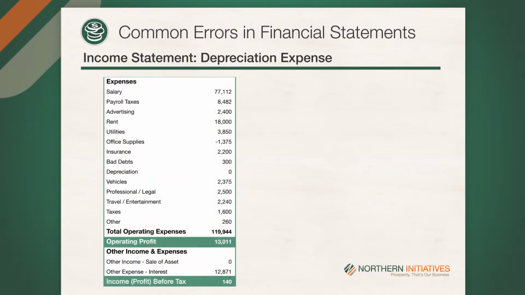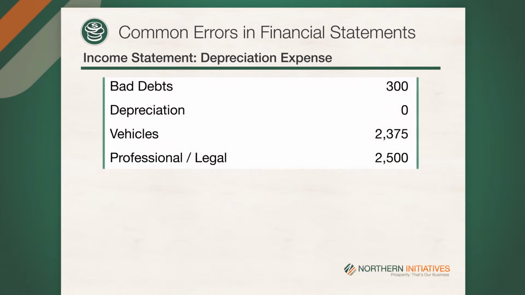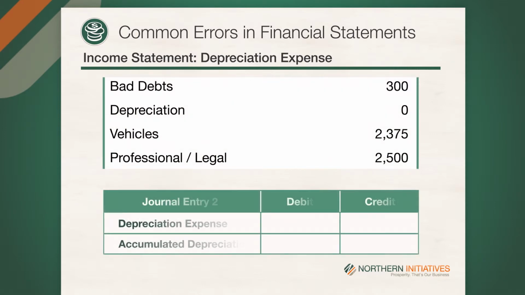Depreciation expense. In the case study, there is no depreciation expense recorded yet. Depreciation can be recorded each month. However, some businesses make one entry at the fiscal year end for the total depreciation expense allowed. The journal entry records the depreciation expense of $16,000 for the year to the income statement and to accumulated depreciation on the balance sheet.